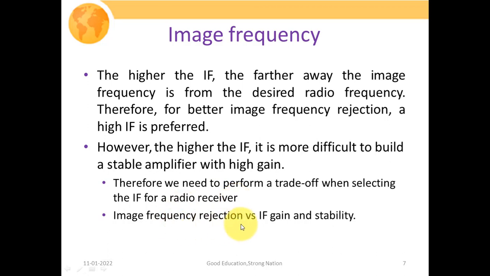So image frequency rejection versus IF gain and stability, this is our trade-off point. If we increase the frequency of operation, it makes the image frequency farther away from the message signal, but side by side it also affects the intermediate frequency gain and the stability. So we must make a trade-off between these two things.